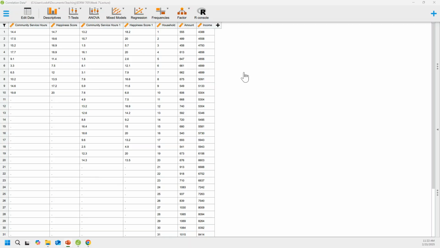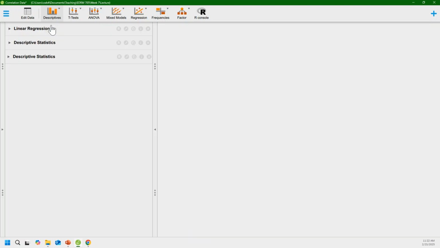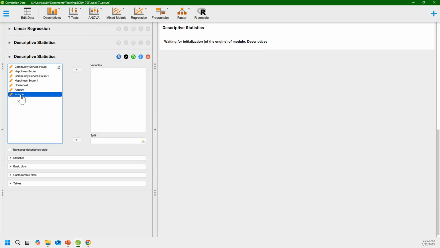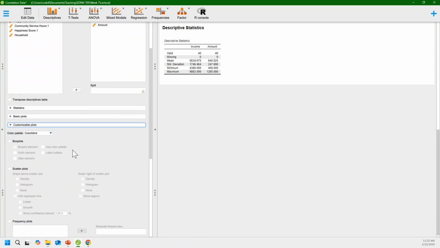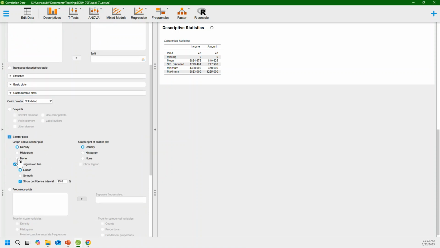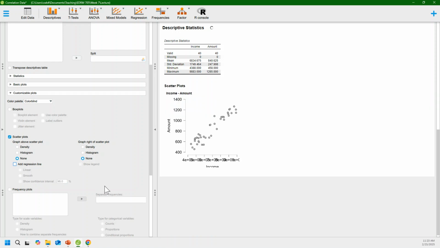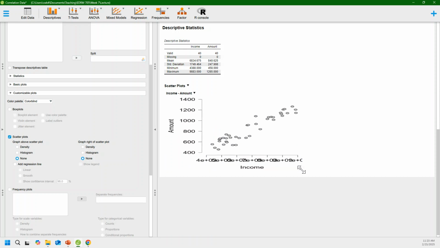And so I'm going to start by creating a scatter plot. I'm going to go to descriptive statistics. I want my income on the x-axis, my amount on the y-axis. I'm going to go to customizable plots. I'm going to go to scatter plot. I don't want these graphs. I don't want my regression line. I get this value here. Income is on the horizontal axis. I can't see these labels, so I'm going to widen this.